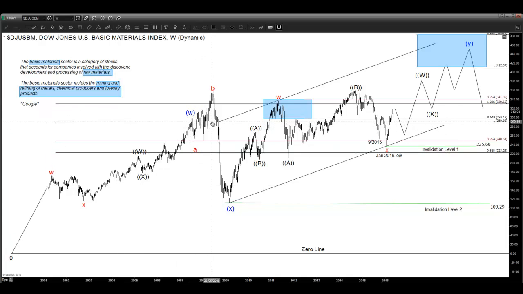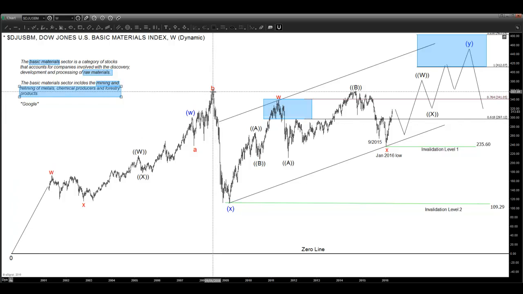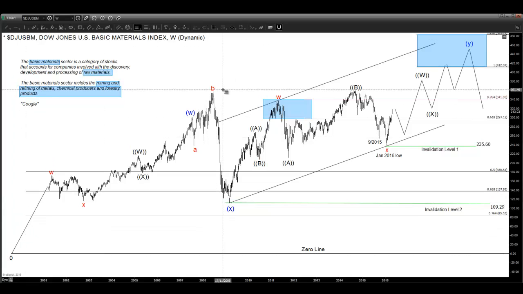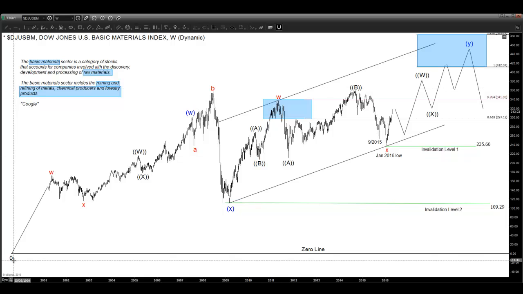It pulled back, and then this decline over here from the 2008 to 2009 peak looks like a 5-wave move, so we believe it did some sort of a flat in the middle that we have labeled as an ABC, which is a 3-3-5 structure to complete wave X. It was approximately a 61.8% pullback of the move up from the zero line. Then the index started rallying again.